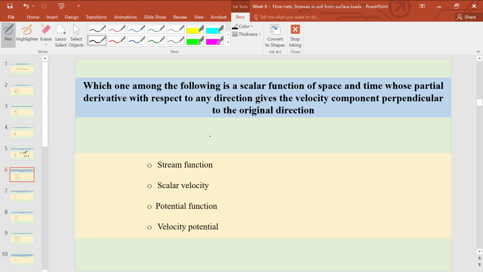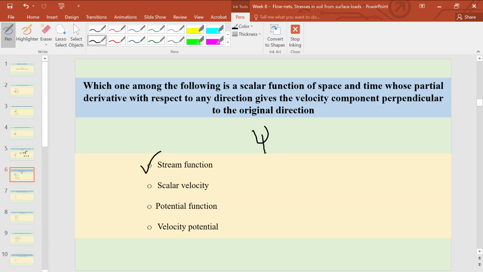I am not sure, sir, about this topic, but maybe potential function. I am guessing. No, it is stream function. Previously, in the week 7 class, I had given a similar question with a different definition for the velocity potential. Now I will show the definition of stream function. The answer is stream function.